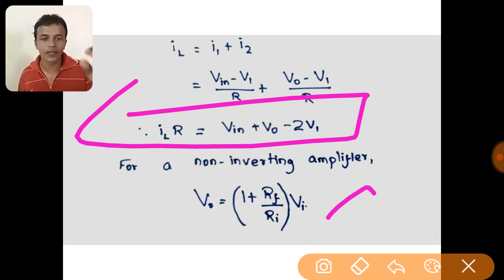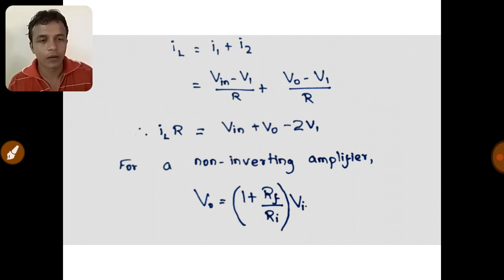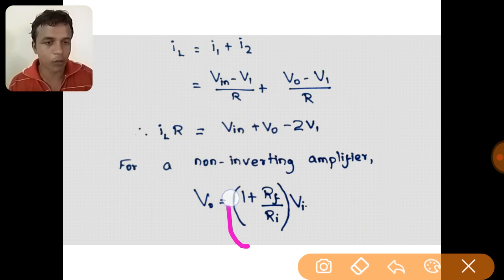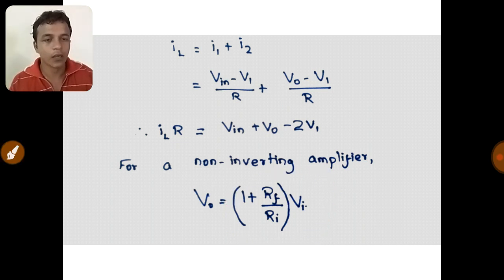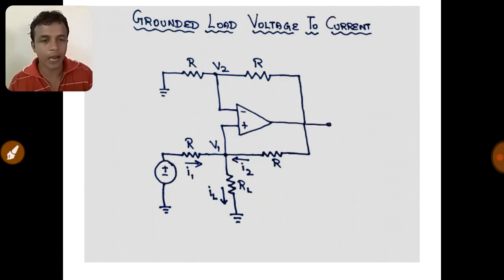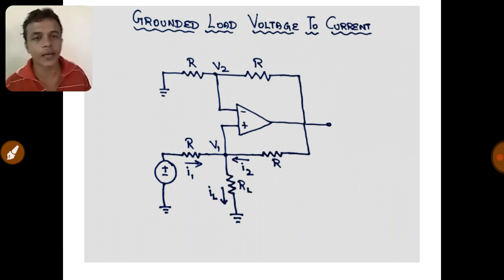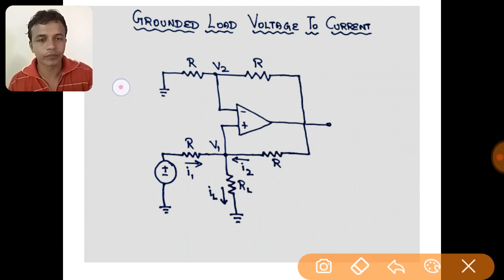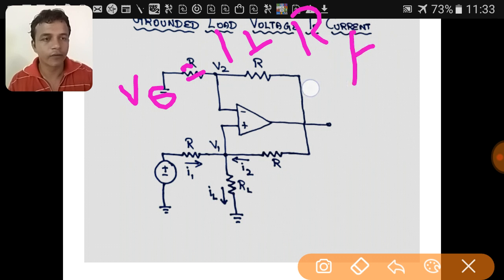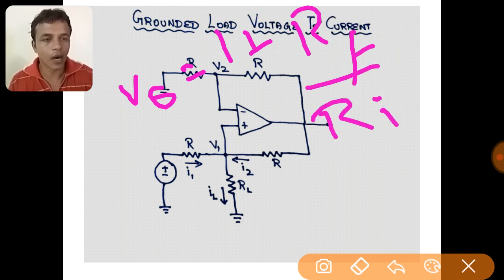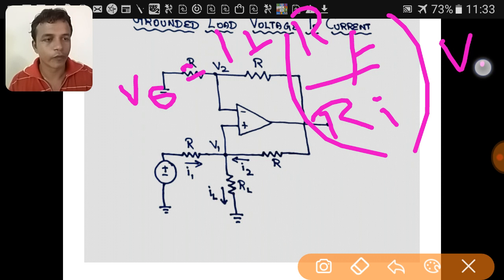Now we shall apply these things to the circuit that we have. So what is V0? V0 is as it is. Just remember V0 equals 1 plus RF divided by RI, into VI. So what are the things that we have as V0, VI, RF, RI in our circuit? I told V0 equals 1 plus RF divided by RI into VI.